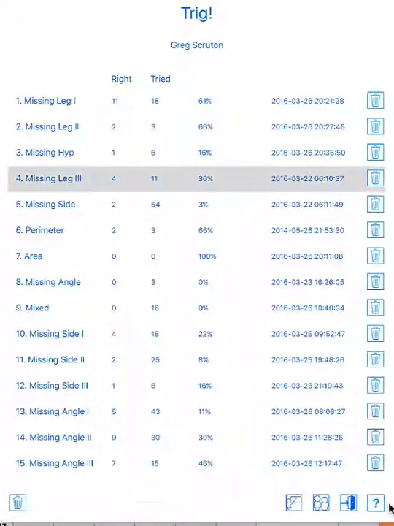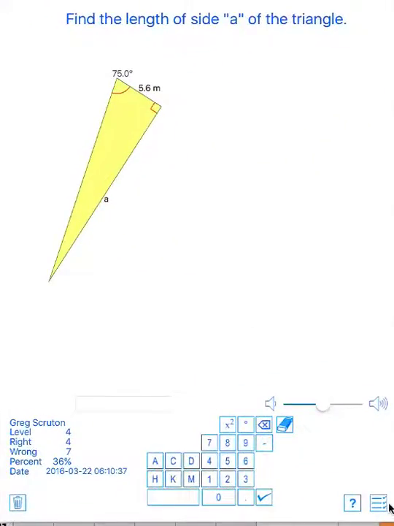And on to level 4. Okay, this is find the missing leg 2. Now, in this case, we're given the height and we're asked to find the base. Alright, so you're given one leg, you're asked to find the other. Okay, and you don't have the hypotenuse, but you have an angle. Alright, which is all we need.